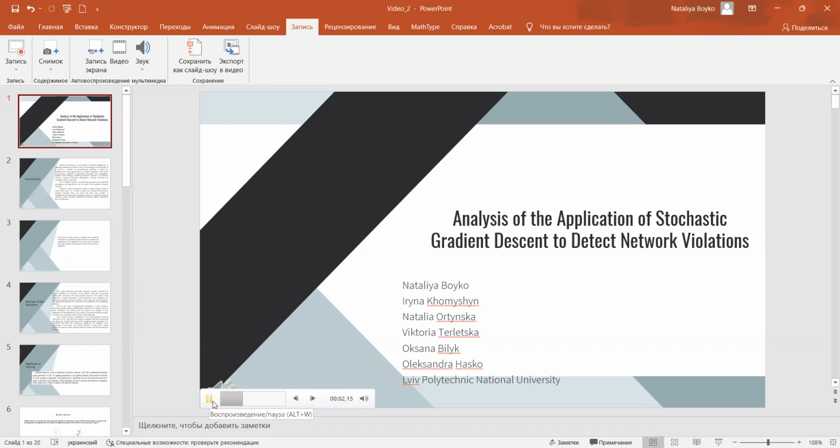Analysis of the application of stochastic gradient descent to detect network violations.